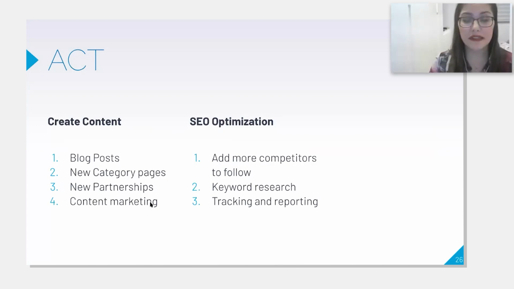And the second thing is just to optimize everything. We need to add more competitors to follow, because we have so many more competitors. That can be just one or two things that I want to check. We can create keyword research and tracking and reporting all the time. I need to track and see if my actions were okay and if I got in, and just keep optimizing and report about it.